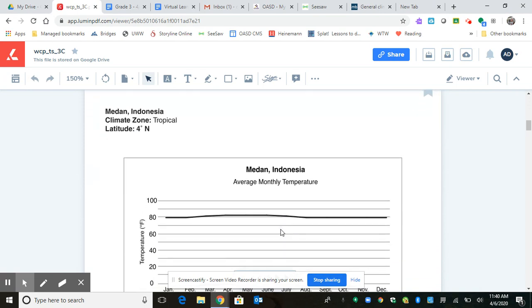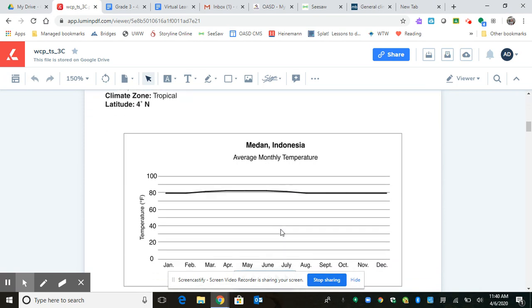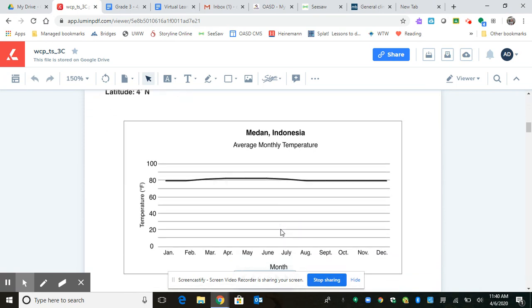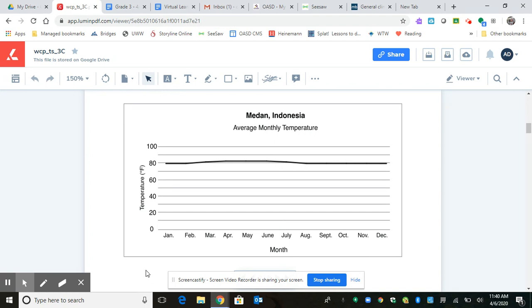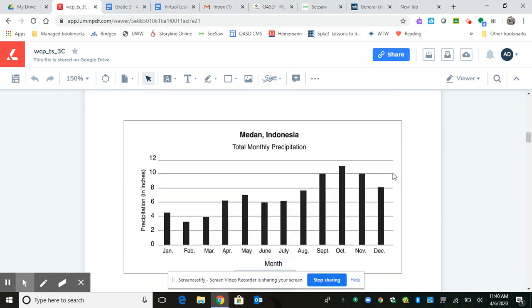Okay, let's try with a different region. This is the tropical region, and this is in Indonesia. This graph looks totally different. Same setup, temperature to the left, months down below. Whoa, look at Indonesia. The average monthly temperature, look at that, it's like completely 80 degrees throughout the entire year. Wow, pretty consistent climate. But let's check out the precipitation.